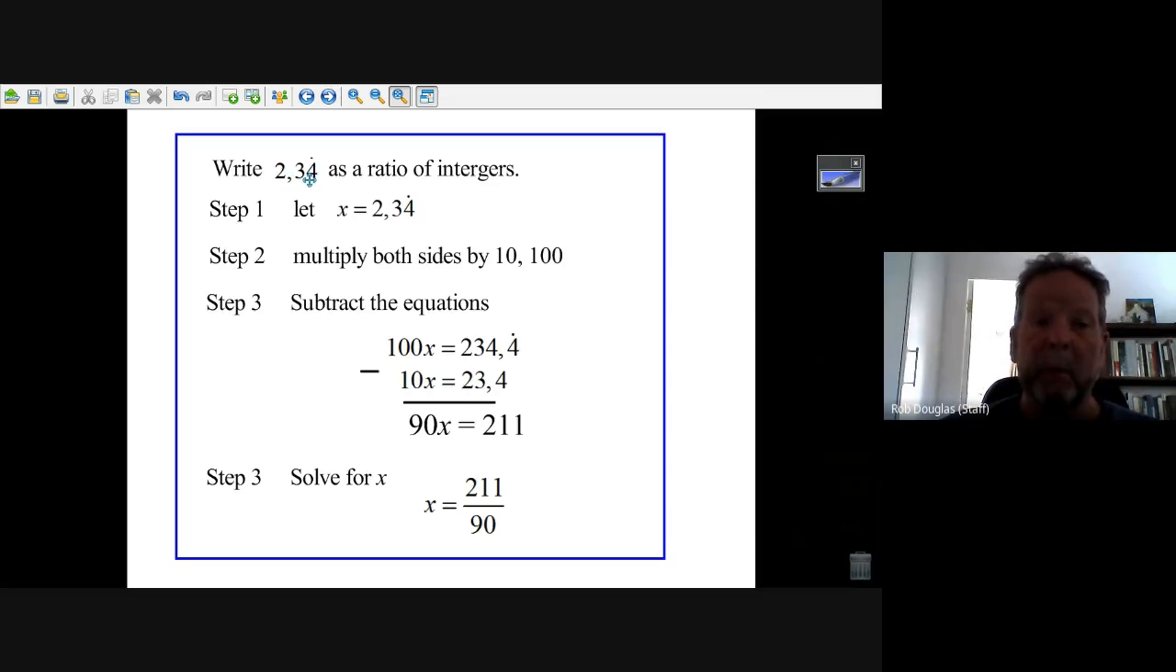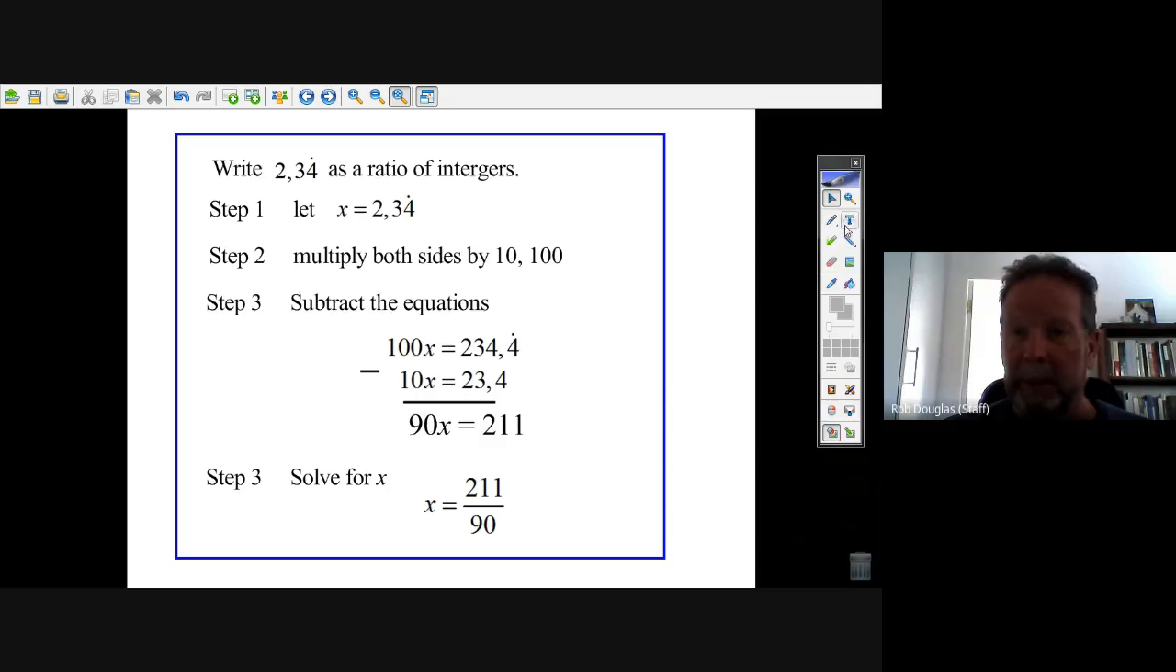Say you have 2.3 with just the 4 repeating. Well, you let x equal 2.3 with the 4 repeating. If you multiply by 10, you'll move the decimal place one over, and you'll have 10x equals 23.4 repeating. If you multiply by 100, you'll move the decimal place two over. And that's why it's a good idea, because now we have the 4 repeating on both sides. I'm going to put a dot right there, because there's a dot right there. You see that part's repeating.